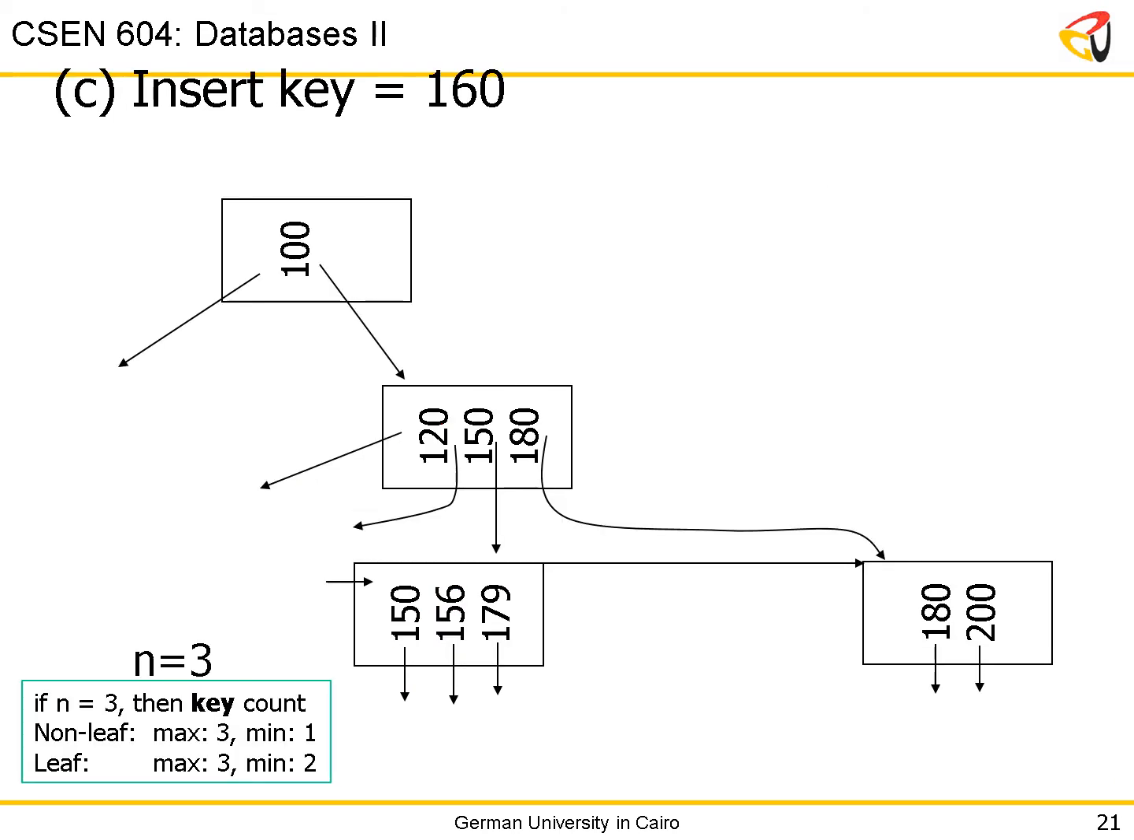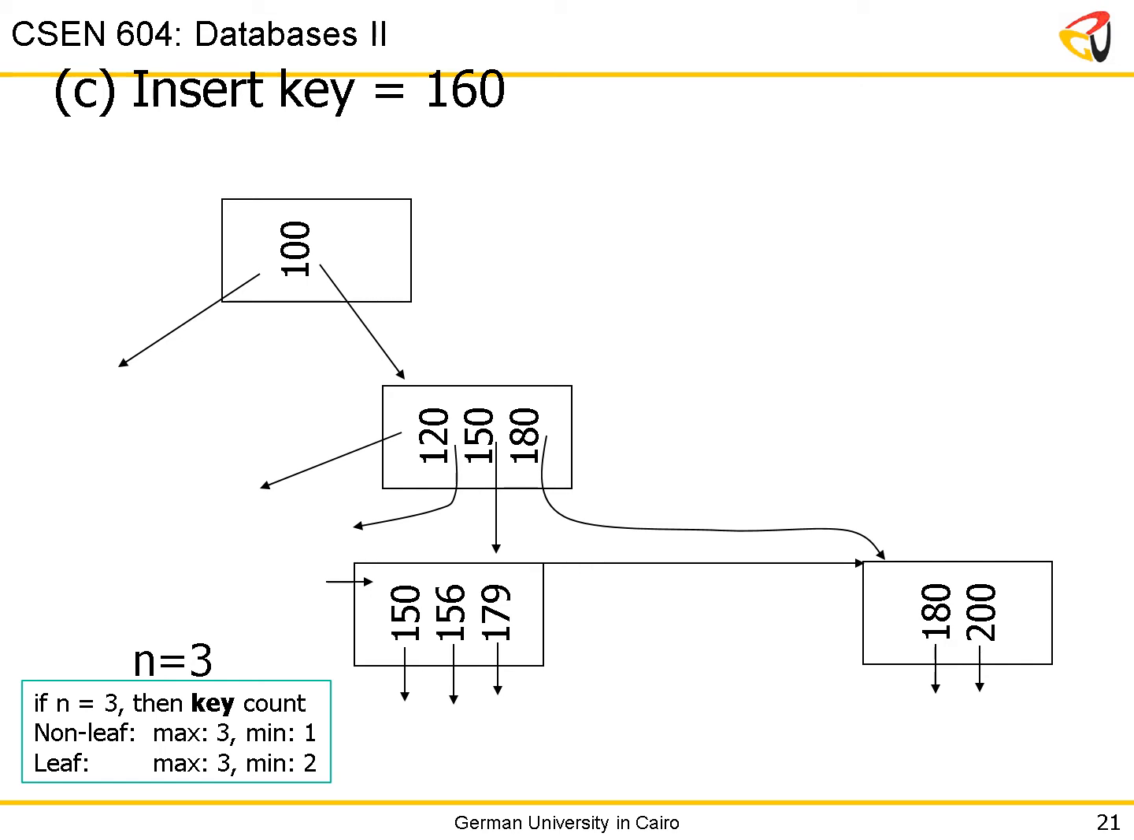Let's look at this example. Here I would like to insert 160. Again, my n is 3. 160 is greater than 100, so I move to the right. 160 will reside between 150 and 180, so I follow the reference that is to the right of the 150. And there I have an issue as well. The node that the right reference of 150 is pointing to is full. It has 150, 156, 179. 160 will go in between 156 and 179, but I cannot put it there because I'm already at my maximum.